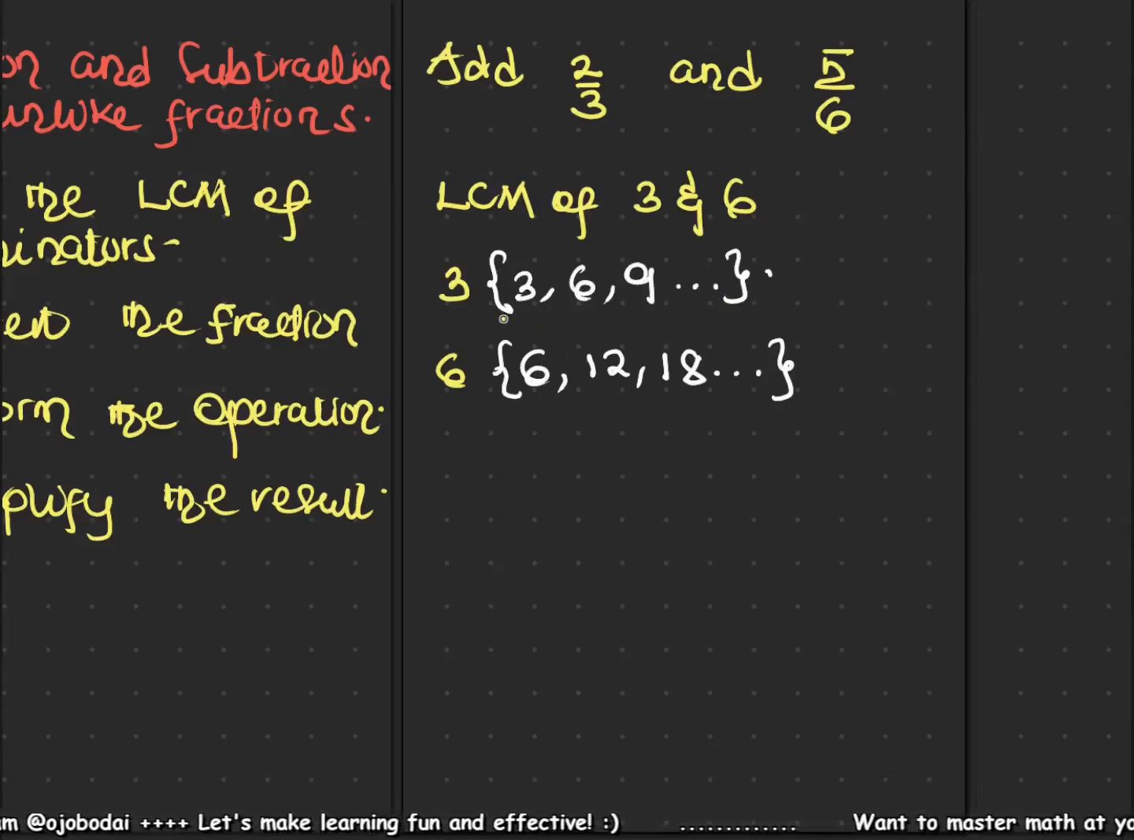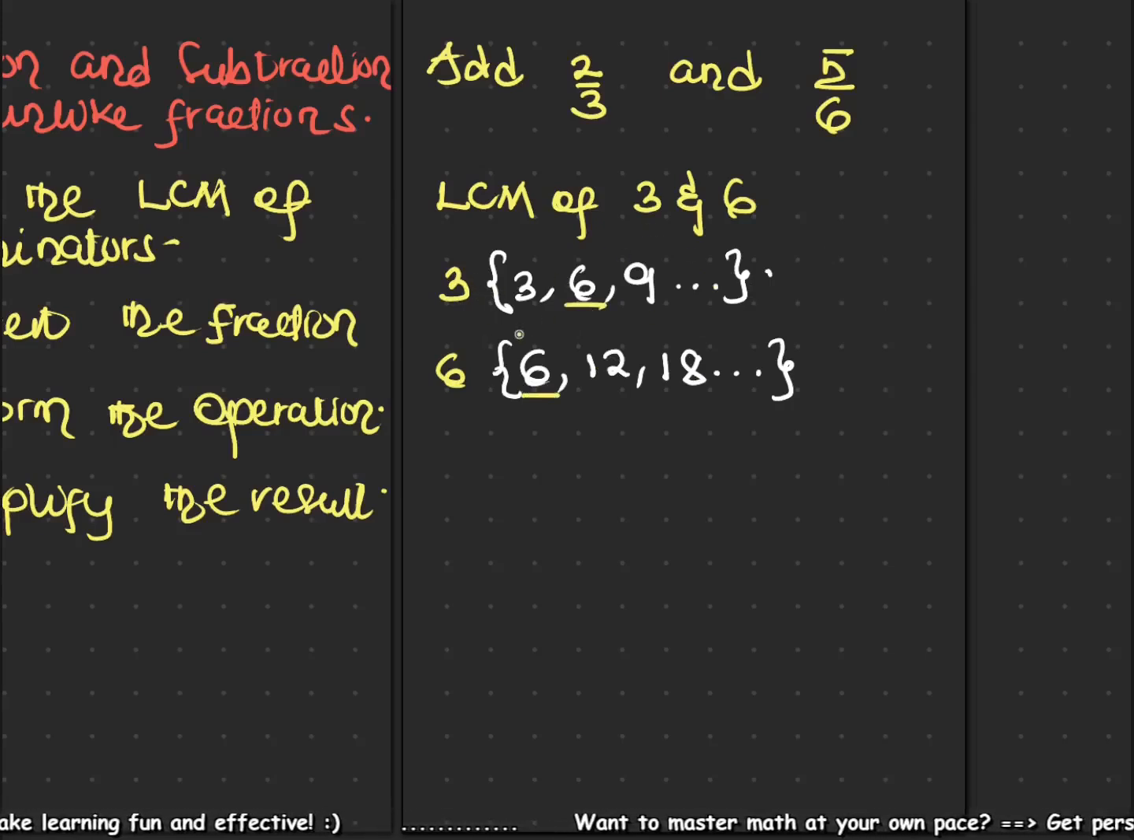So we've listed the multiples. The common multiple of what we've listed so far is 6, and I think 6 alone. Assuming we were to continue, there will be 12, 18, and the rest. But we ended at 6. So 6 is the common multiple. And then the lowest among all these common multiples is what? 6 as well. So if our LCM is 6, how then do we add the fractions?